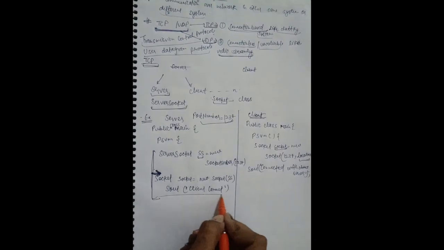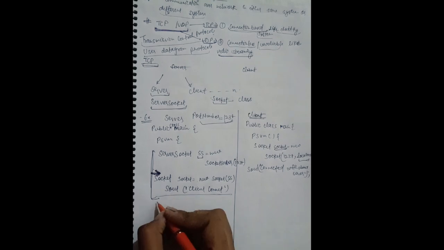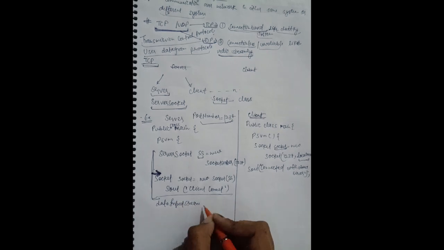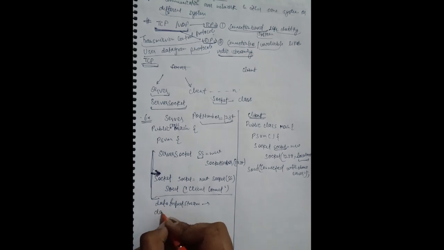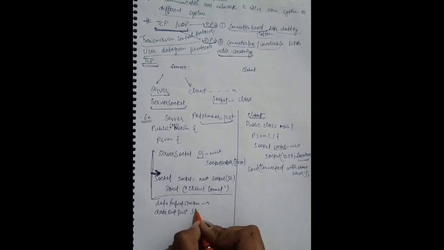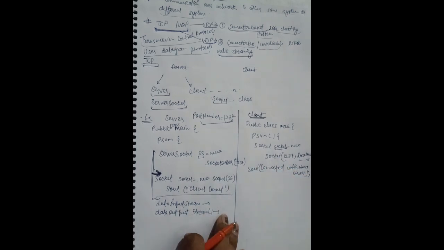After the connection we need to transfer data. For transferring data there are two classes: DataInputStream, which is the class for reading data from the socket, and DataOutputStream, which is the class for writing data to the socket.